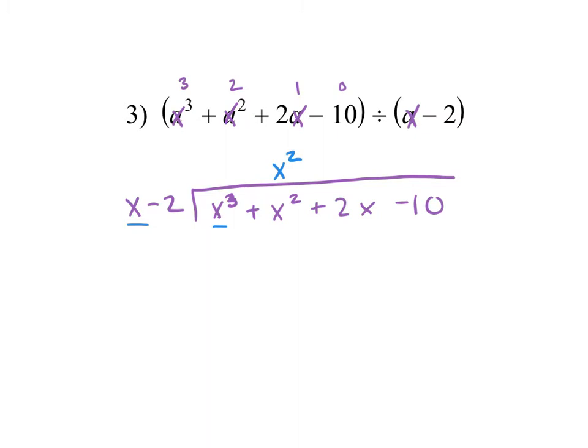What do we do once we write a number up top? Multiply it to everything out front. So what's x squared times x? X cubed. And then what's x squared times negative 2? Negative 2x squared. What do we do next? Change the signs.